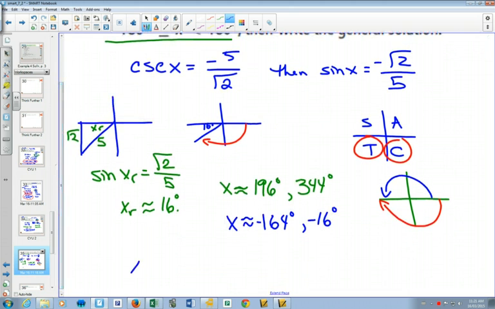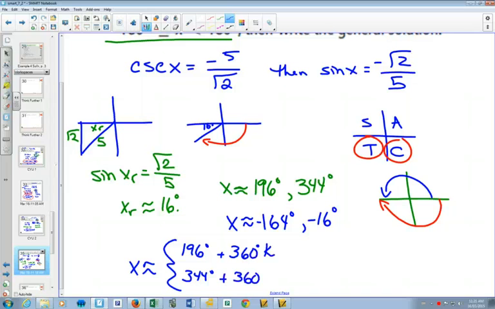Now for the general solution, I prefer to use the angles that we found in our first time around. So that's 196 degrees and 344 degrees, and add 360 degrees times k, where k is any integer. So these questions are good because they get us to practice thinking about our domains. They practice us solving between 0 and 360 or 0 and 2 pi. And they practice the general solution. So they sort of do a bunch of stuff.